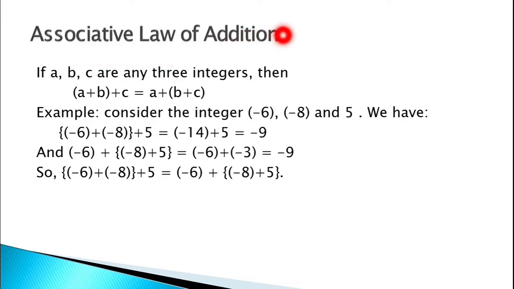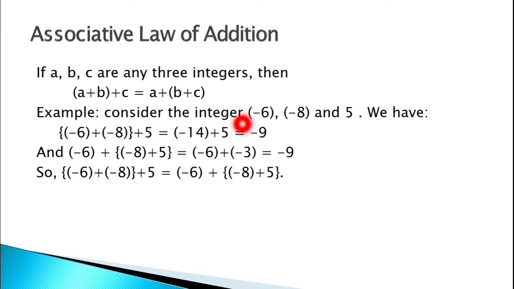Associative law of addition. It means that under the operation of addition, the given integers can be associated in any manner, but it will give the same result. So it can be stated that if a, b and c are any three integers, then if we add a plus b and the resultant of a plus b is added to c, it will give the same result as when we add a to the resultant of b plus c. It will become more clear from this example.